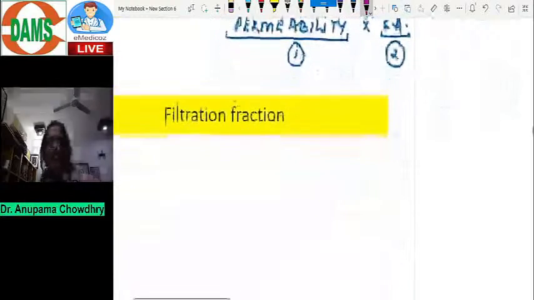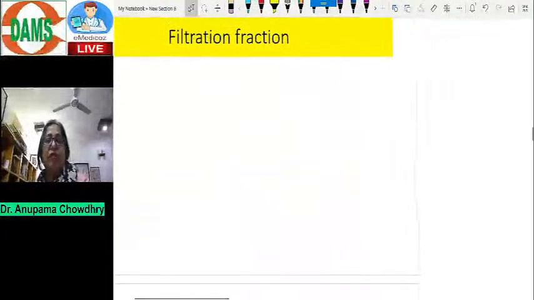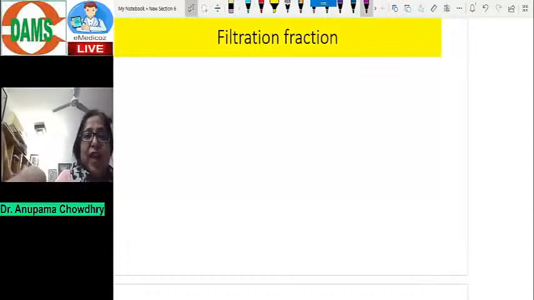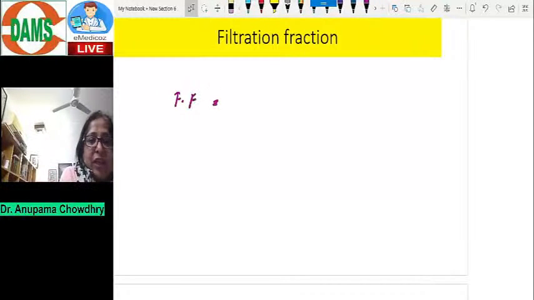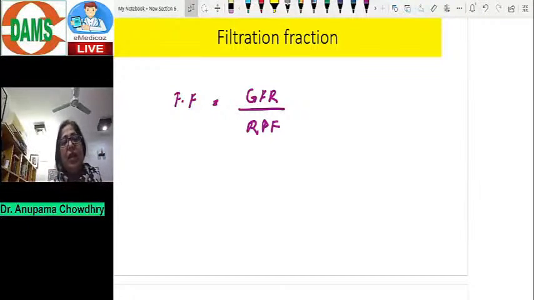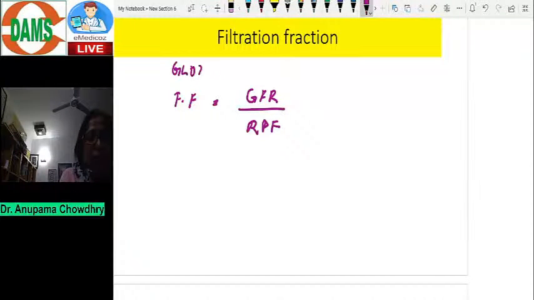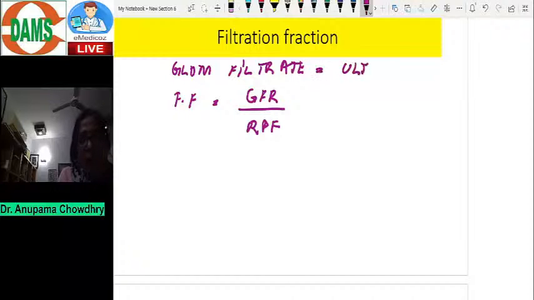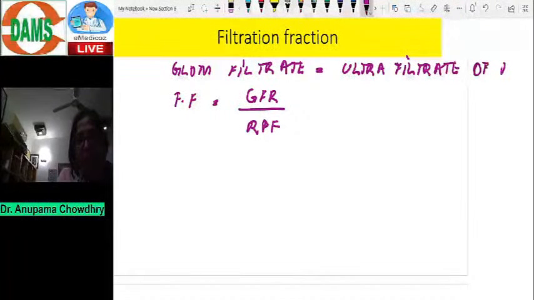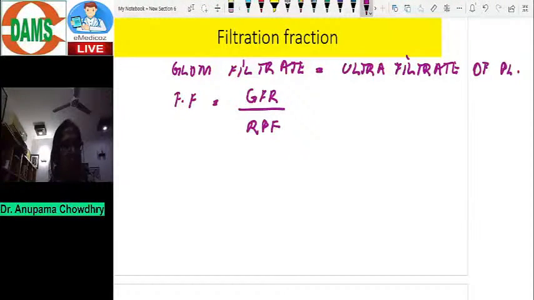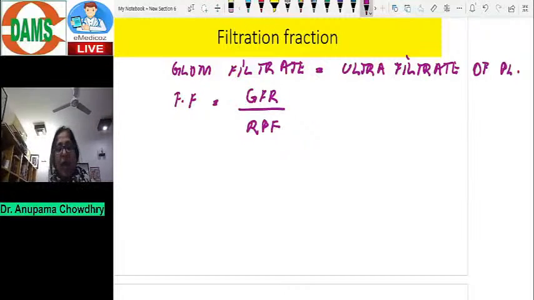Now the next important point is, what do you understand by filtration fraction? Filtration fraction is GFR divided by renal plasma flow. After all, what is this glomerular filtrate? The glomerular filtrate which is formed is an ultrafiltrate of plasma. When I say ultrafiltrate of plasma, what do I mean by that? It means that it is basically plasma minus the plasma protein.